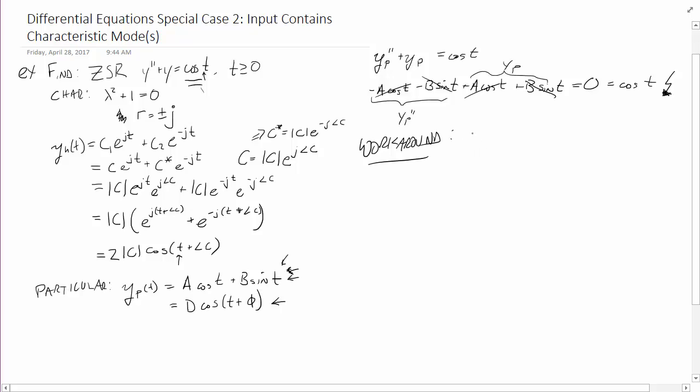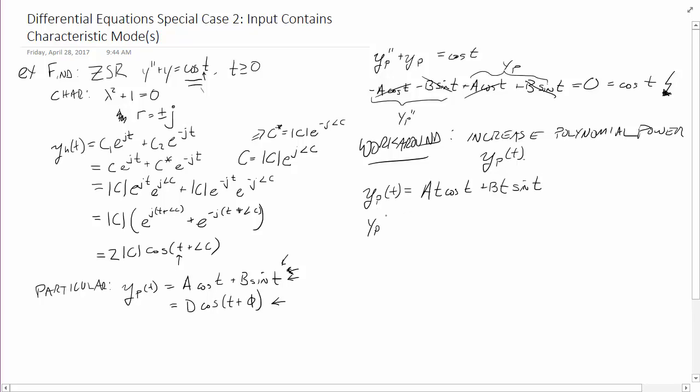is to increase the polynomial power of our y particular. So that means that now the guess yp of t will be a t cosine t and b t sine t.